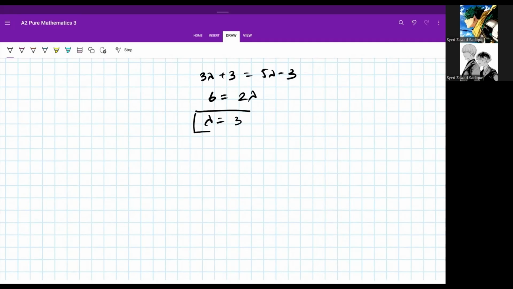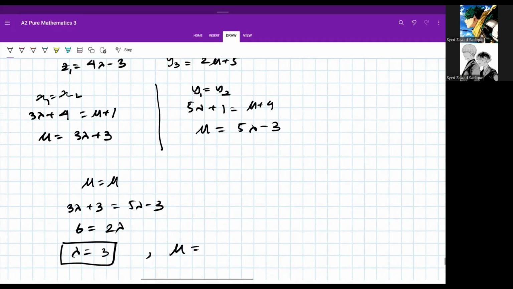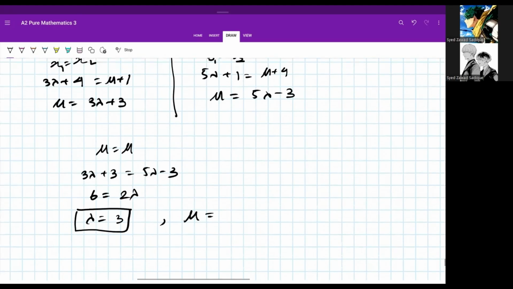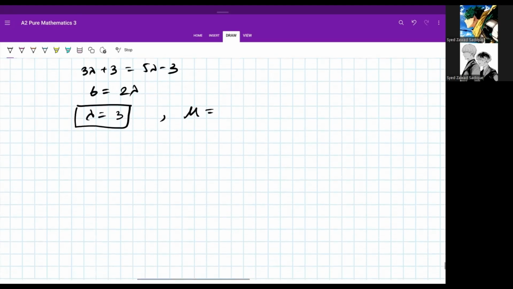If we found lambda, we can also find mu. And say mu is equal to 9 plus 3, which is equal to 12. So mu is equal to 12. Right.